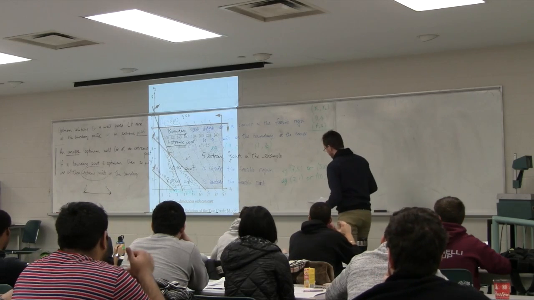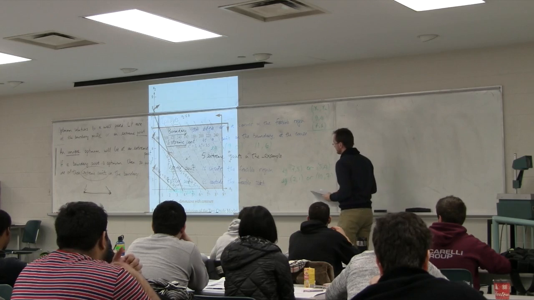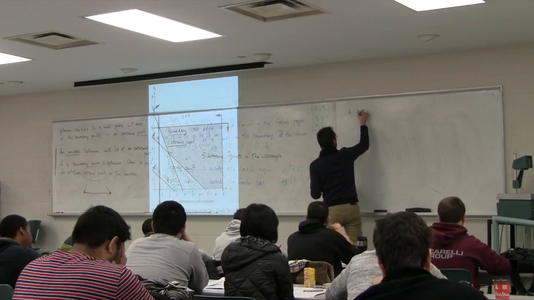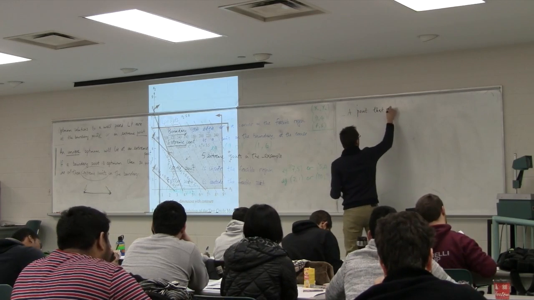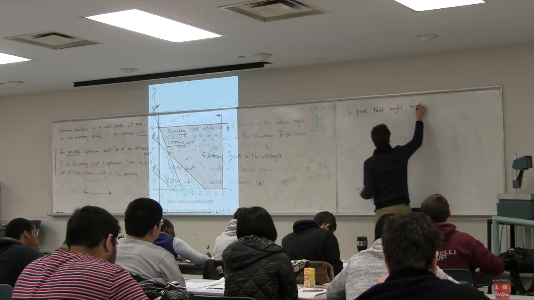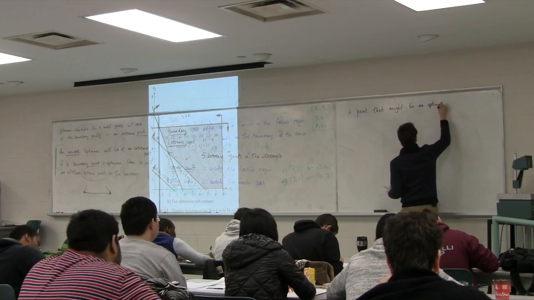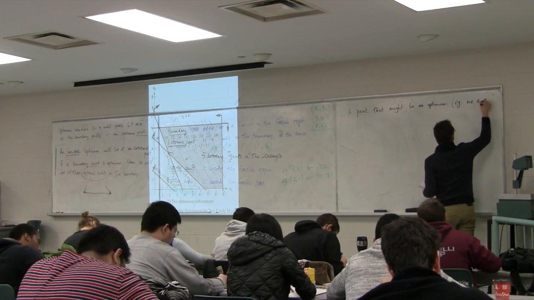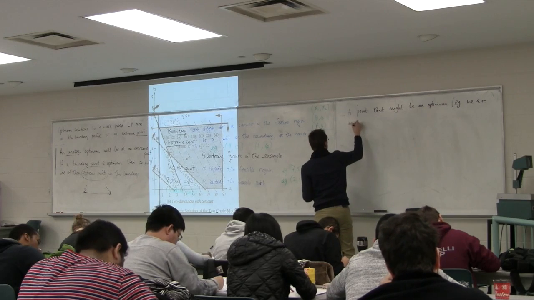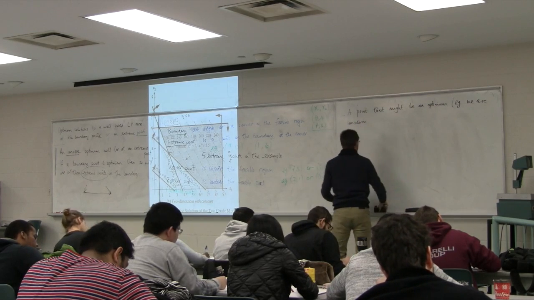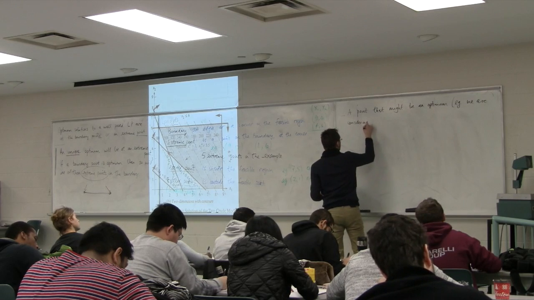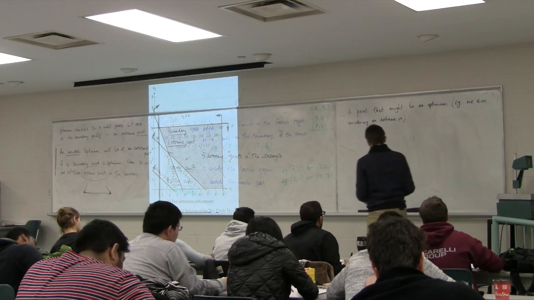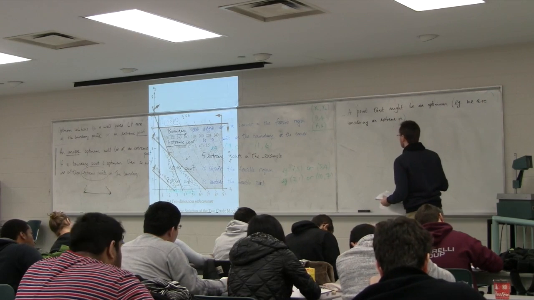Yeah, it's just a coincidence in this one that there's two active. Okay, so a point that might be an optimum. Essentially where I'm going with this, we're considering a particular extreme point. We're considering an extreme point to be an optimum. So a point that might be an optimum has some constraints that define that point.